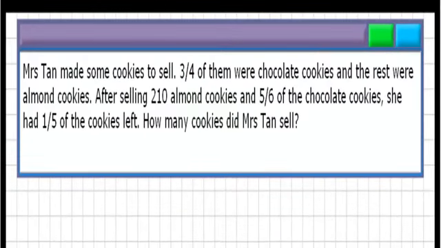Hello, here is another question for Primary 6 Fractions and Decimals. Mrs. Tan made some cookies to sell. 3/4 of them were chocolate cookies and the rest were almond cookies. After selling 210 almond cookies and 5/6 of the chocolate cookies, she had 1/5 of the cookies left. How many cookies did Mrs. Tan sell? First, we will underline all the important facts in the question.